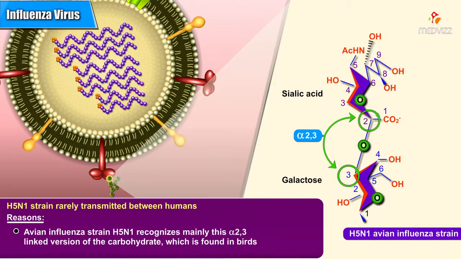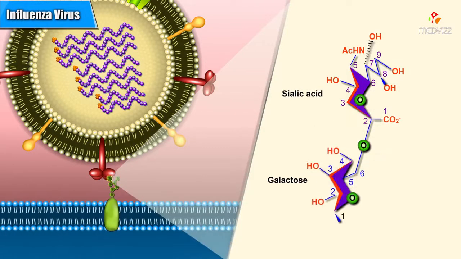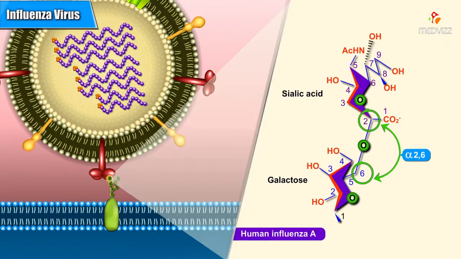The avian influenza strain H5N1 recognizes mainly this alpha-2,3 linked version of the carbohydrate, which is found in birds. In humans, such carbohydrates are found only deep within the lungs, which may explain why the H5N1 strain, though deadly, is rarely transmitted between humans. In contrast, the upper respiratory tract of humans contains mainly alpha-2,6 link receptors, and it is to these receptors that human influenza A viruses bind.